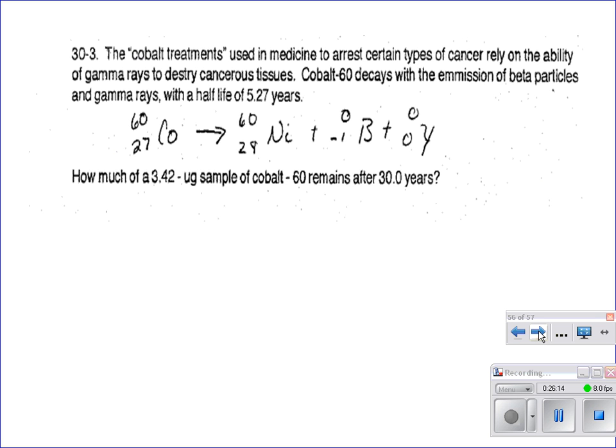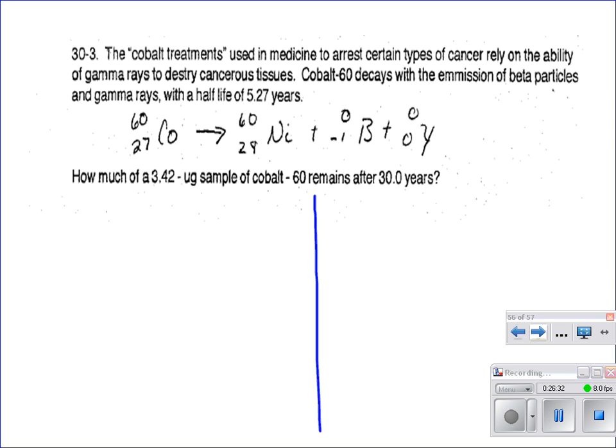Okay, let's look at some more radioactive stuff. I'm going to show you two ways to do this. First, the way you already learned, and that's probably the way you'll want to stick with, but I will show you a shortcut. So it says cobalt treatments used in medicine help stop certain types of cancer.